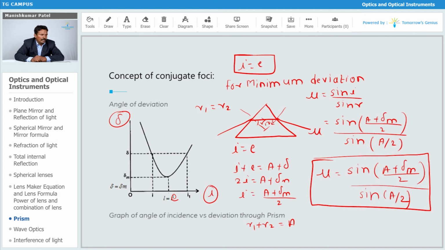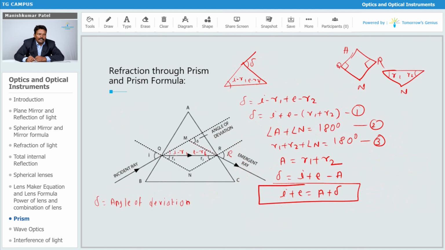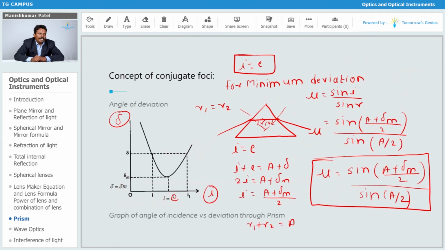At the same time, the most important thing here is the condition for minimum deviation. When the refracted ray is exactly parallel to the base, the deviation is minimum, and I and E are both the same, as well as R1 and R2 are equal. This is the condition for minimum deviation.